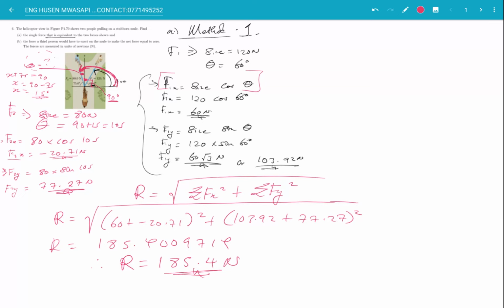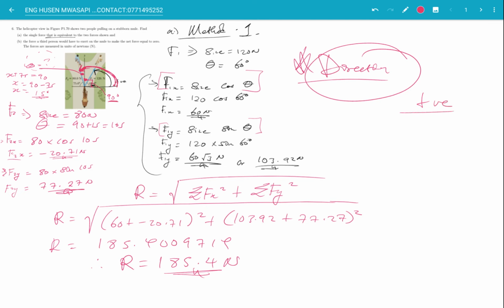Step 1, resolve all the forces into their x and y components. All you have to remember is F cos theta for the x component, and F sine theta for the y component. Then just remember that all the directions should be taken from the positive x-axis. So whatever force is there, take the direction from the positive x-axis. This will be the one for F1.